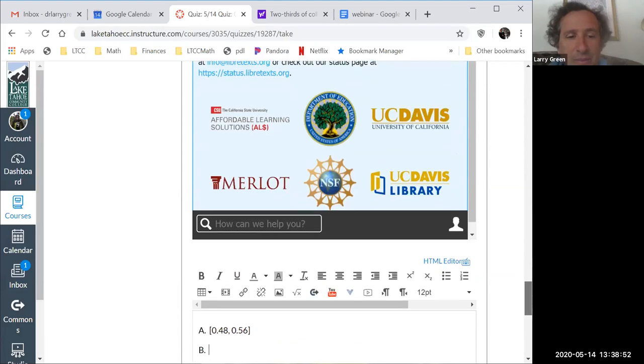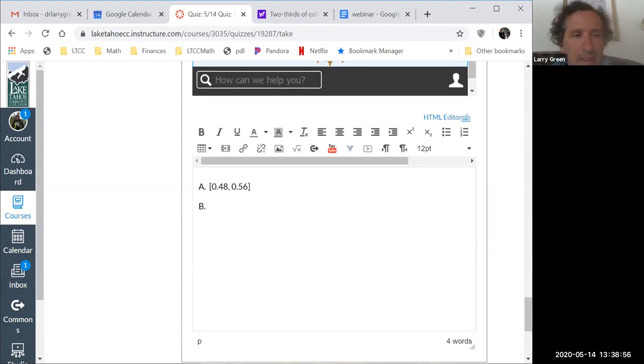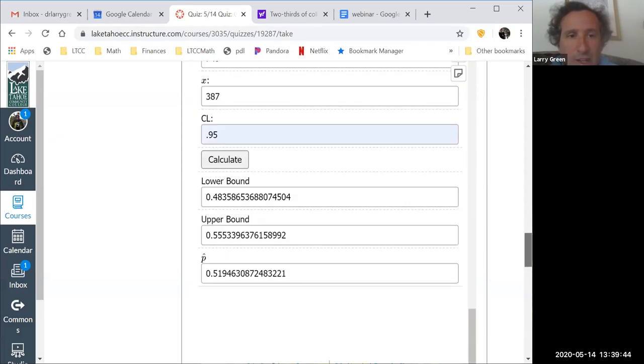So let me ask you, what are the first few words? That'll get you going. What are the first few words when I ask you to interpret the confidence interval? Yeah, with 95% confidence. You don't know how many people get this wrong and confuse the confidence level with the confidence interval, but we're interpreting the confidence interval, and that's with 95% confidence between, I'm gonna write it as percents, 48% and 56% of, and now let's read the question again so that we know what it's of.